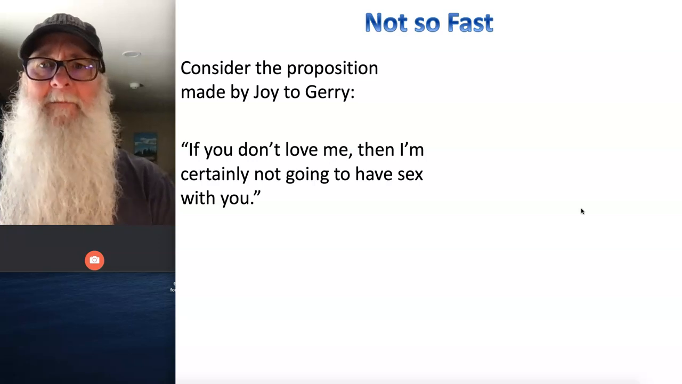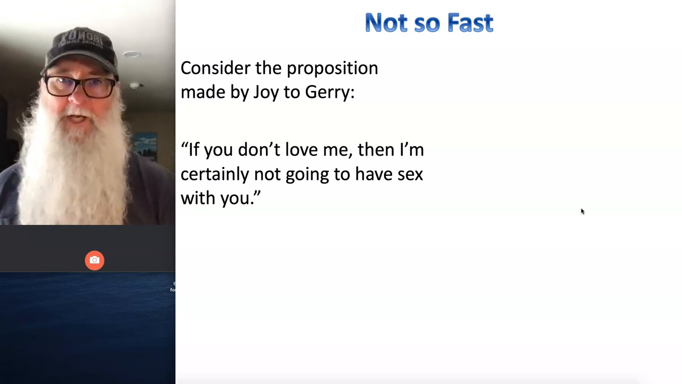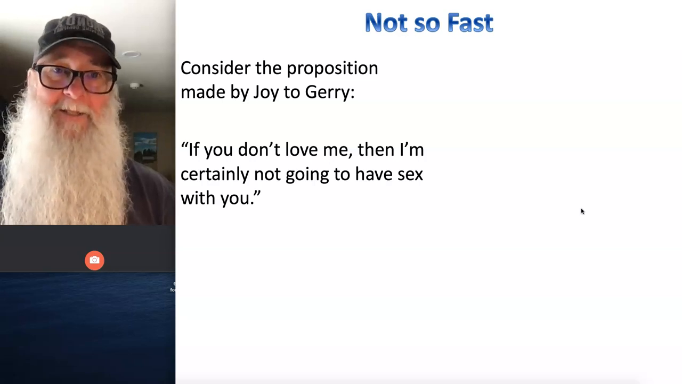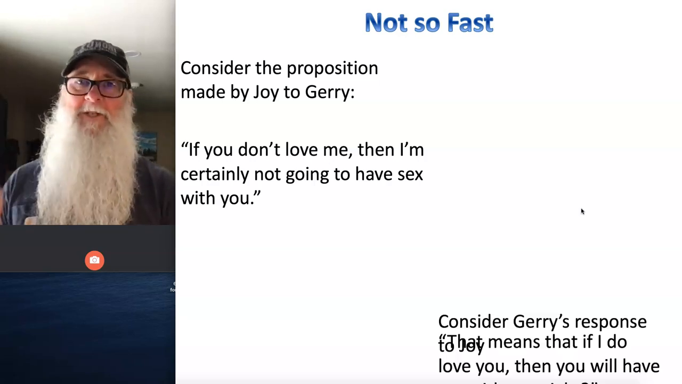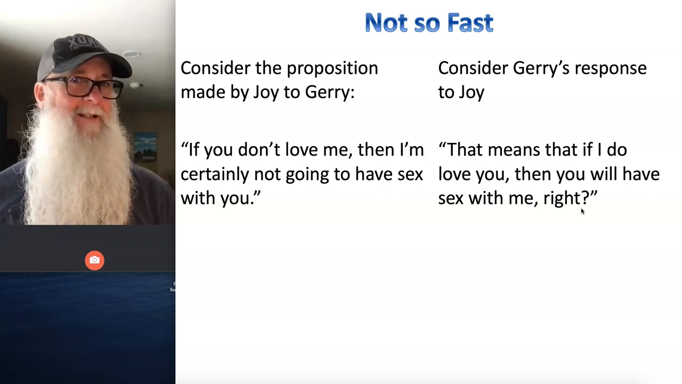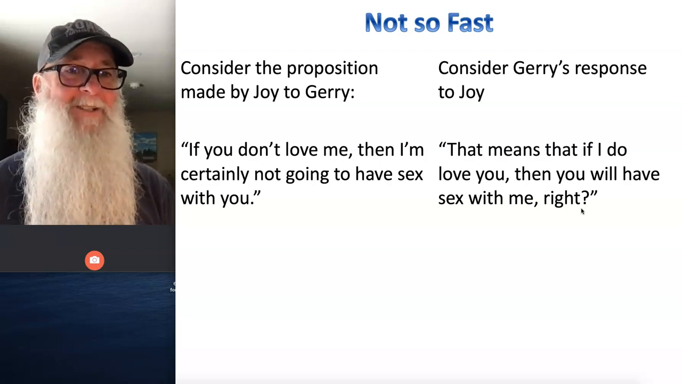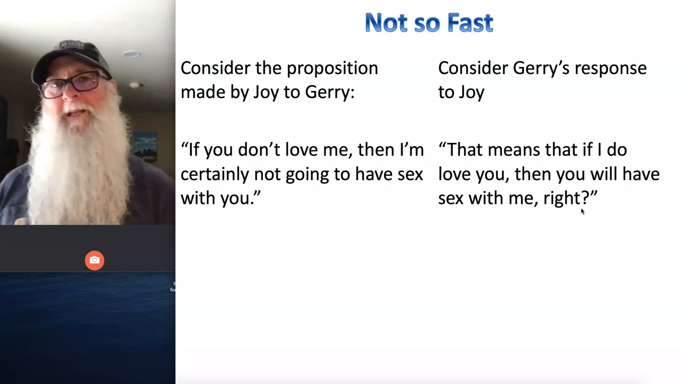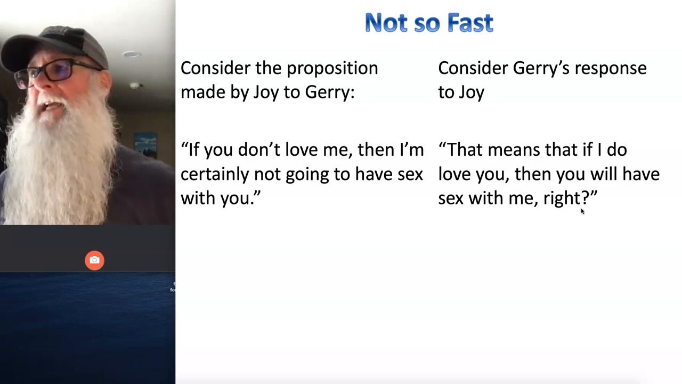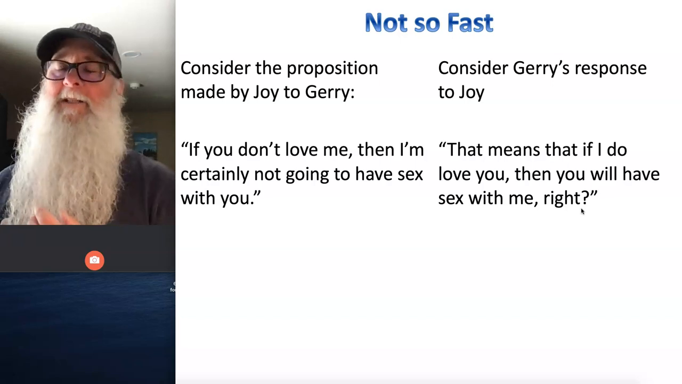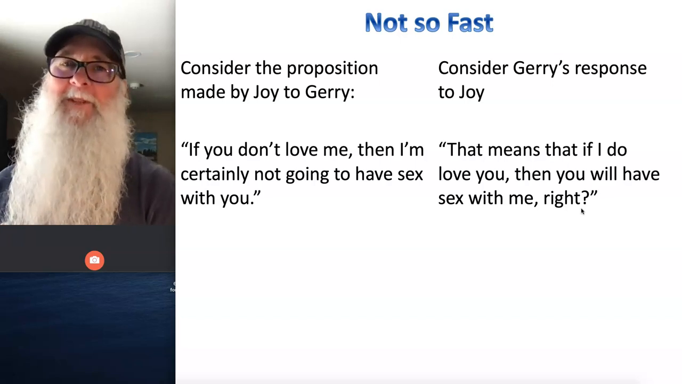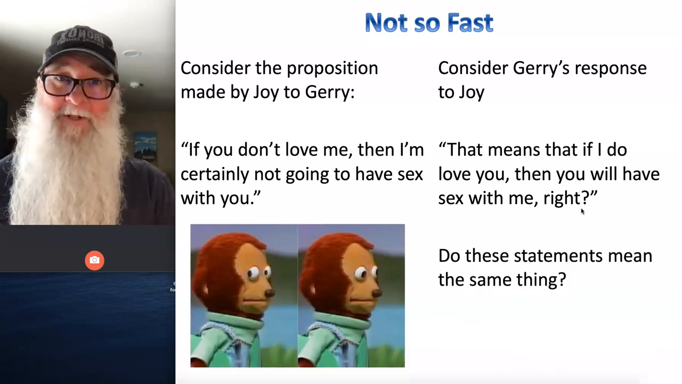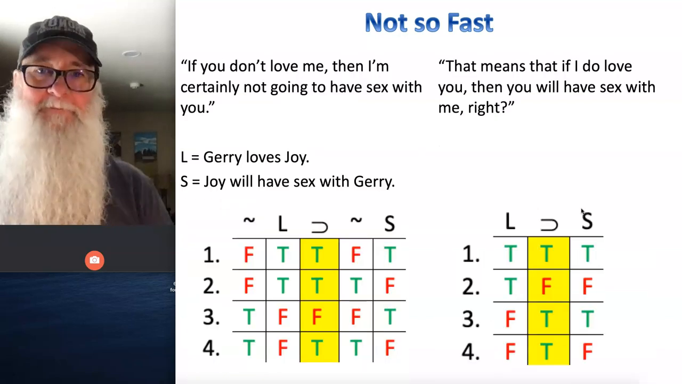This is a statement made by Joy to Jerry. If you don't love me, then I'm certainly not going to have sex with you. Now here comes Jerry's clever response. Aha. Well, that means that if I do love you, then you will have sex with me, right? Okay? So Jerry's repeating back to Joy what he or she claims to have heard, and is saying, I think this means the same thing as what you said, right? Well, let's create the truth tables to find out.